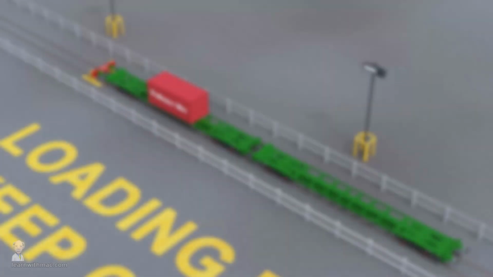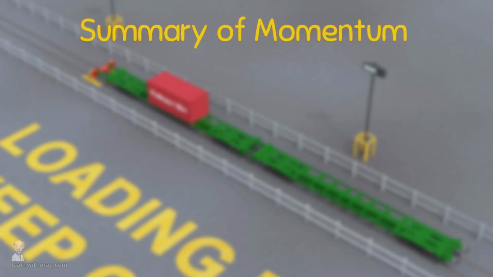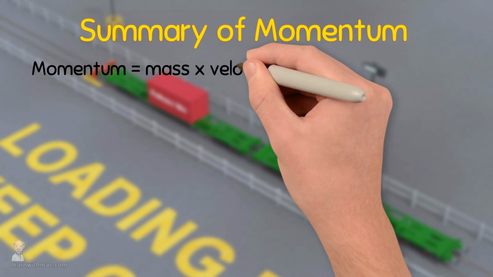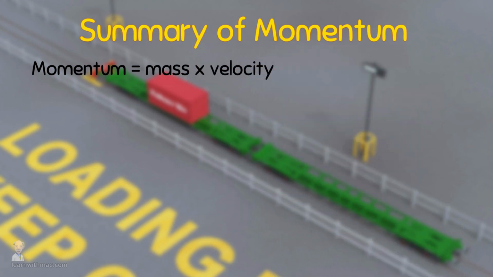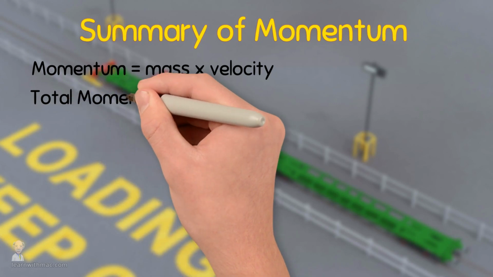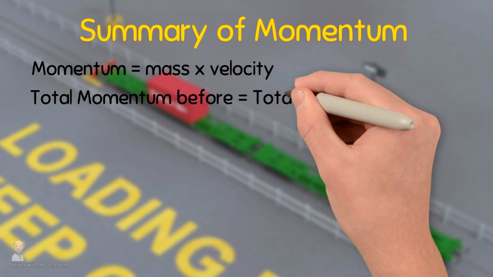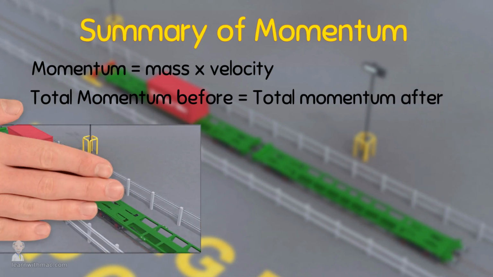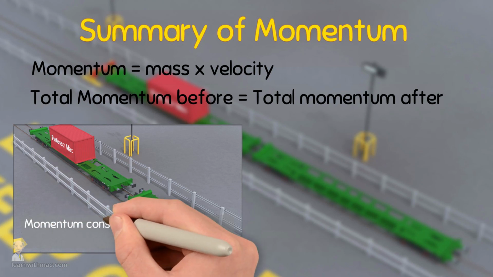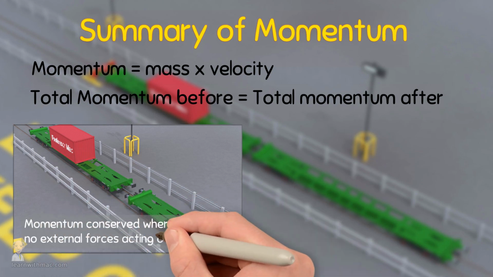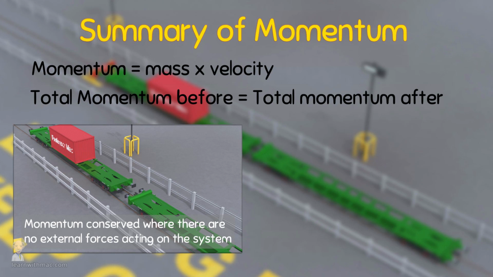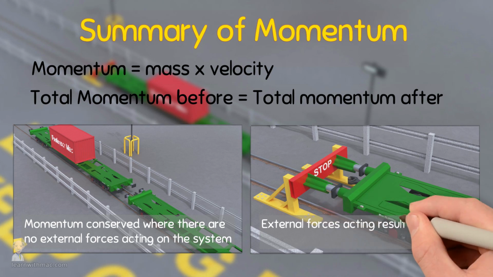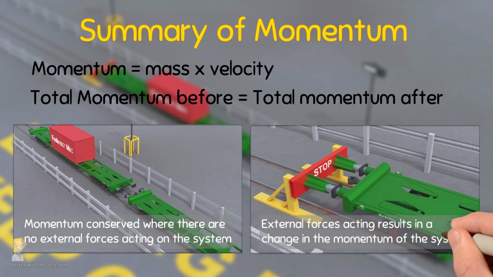So in summary, we learned that the momentum of an object is expressed as its mass times its velocity. And we have seen that the total momentum before a collision equals the total momentum after the collision. However, we noted this is only the case where there are no external forces acting on the system under consideration. If there are external forces acting, then there is a change in the momentum of the system.